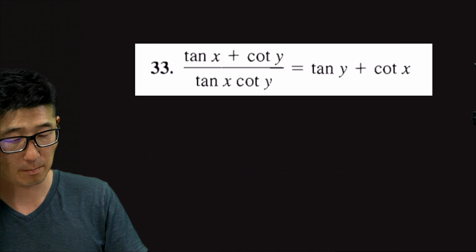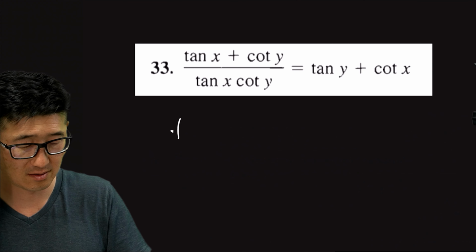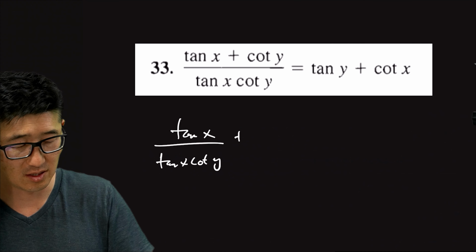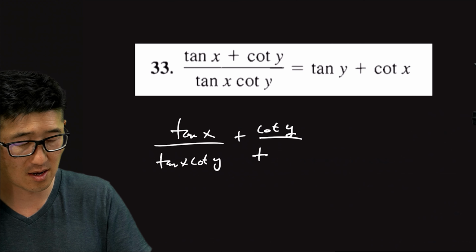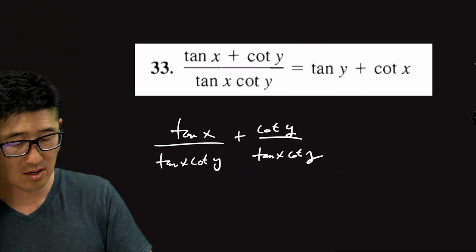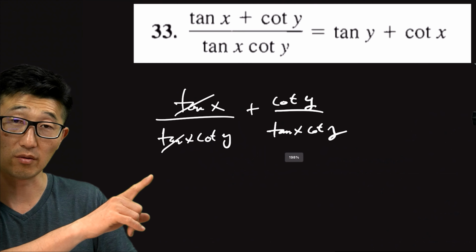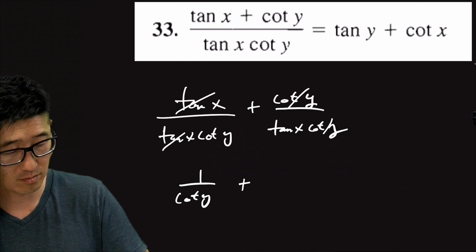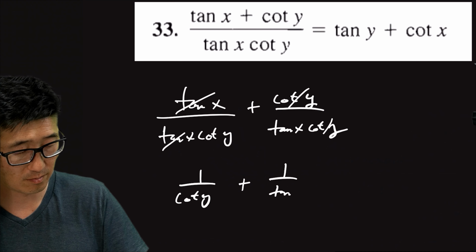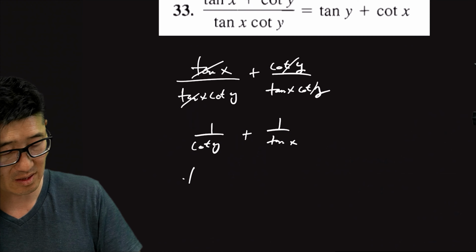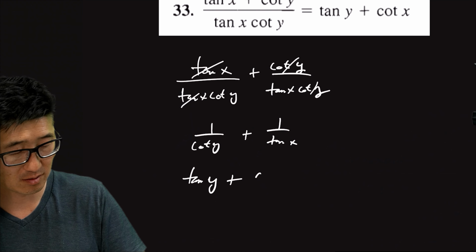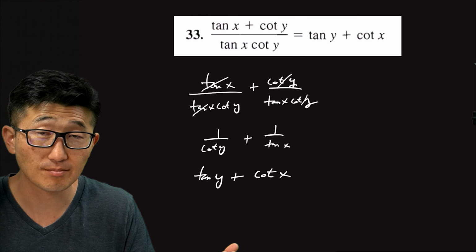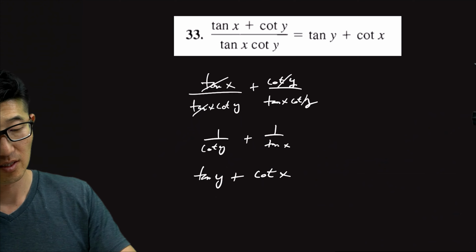Yes, so tan x over tan x cotangent y, plus cotangent y over tan x cotangent y. You can cancel on both sides, right? Yeah. So 1 over cotangent y plus 1 over tan x. So it's equal to tan y plus cotangent x. There you go. Got it? Yeah. So look out for these, okay? Okay. All right.